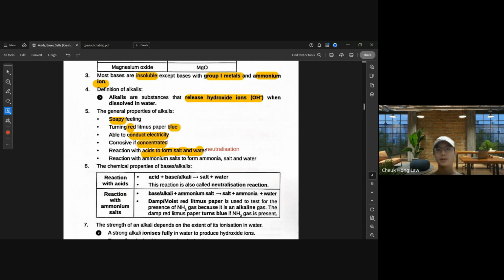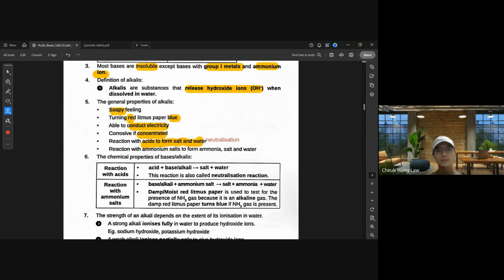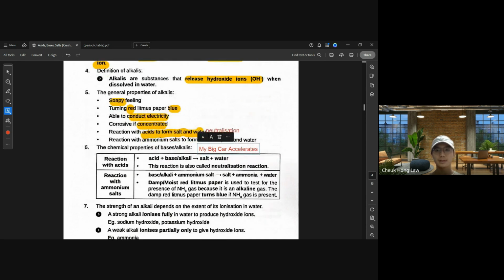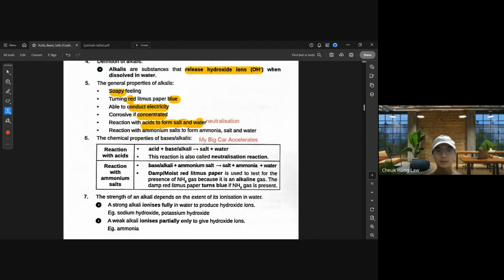Okay, and there's a new property, which is reaction with ammonium salts to form ammonia, salt, and water. So remember this acronym I gave, my big car accelerates. Now this is where we use accelerates. M, B, and C were from acids. Now we use the A. A is your ammonium salts. So base or alkali plus ammonium salt will give you salt, ammonia, and water.